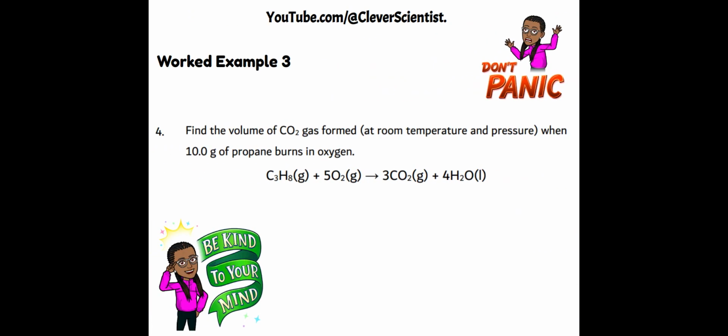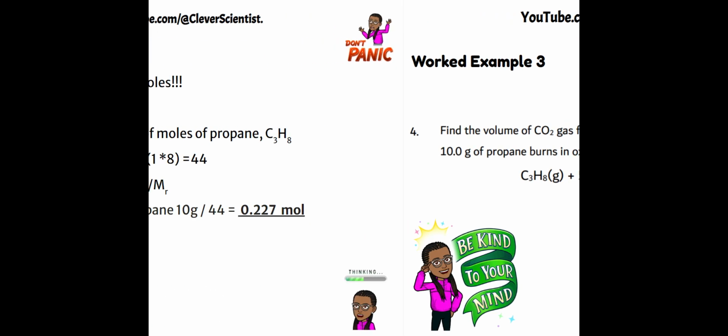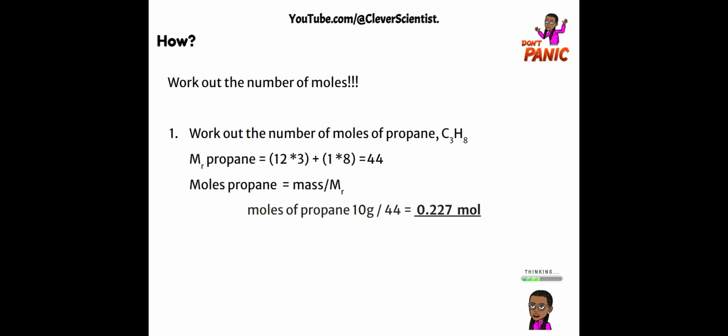Let's have a look at another worked example. Find the volume of carbon dioxide gas formed at room temperature and pressure when 10.0 grams of propane is burned in oxygen. And again, you're given the balanced symbol equation. Okay, don't panic. This is not as tricky as it looks. I've said this before, if in doubt, always work out moles and you'll be able to pick up some marks.